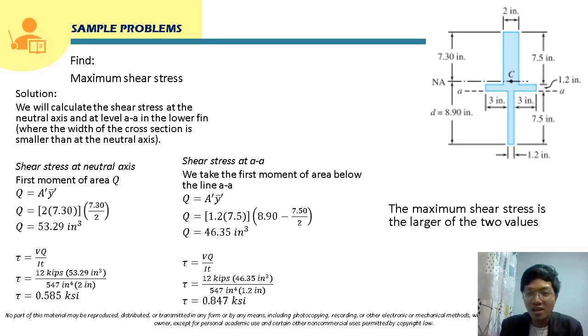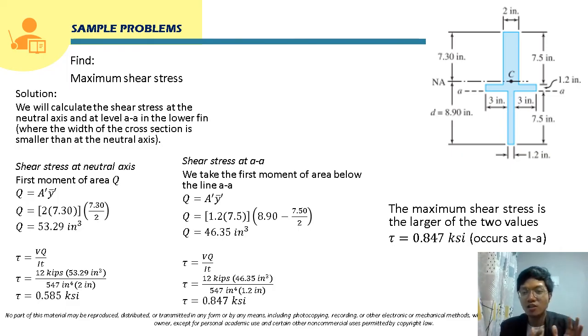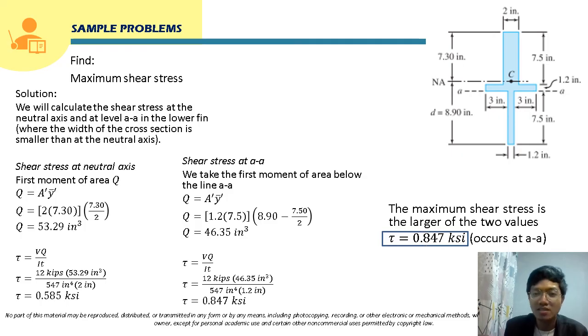Okay, so therefore, class, the maximum shear stress, that is the larger value of the two values, no? So, therefore, the maximum shear stress, class, is 0.847 KSI, and it occurs at AA, no? At section AA. Okay, so this will now be the answer for this problem.